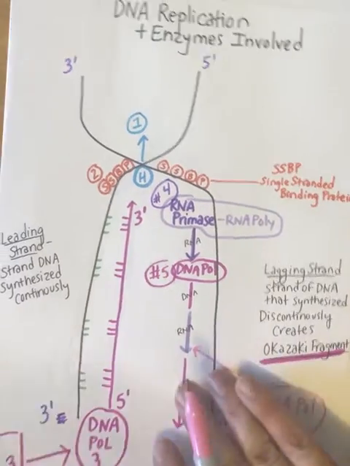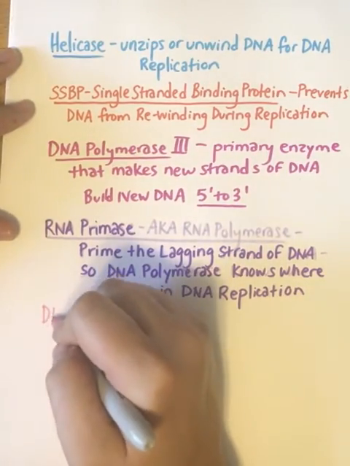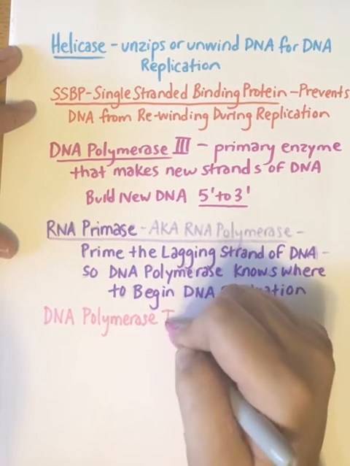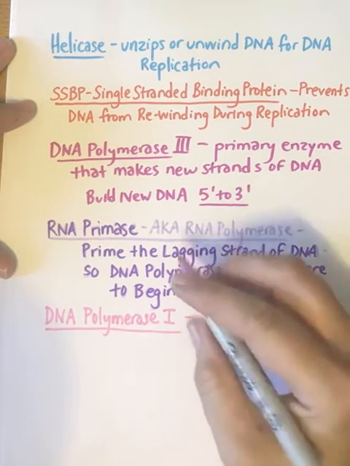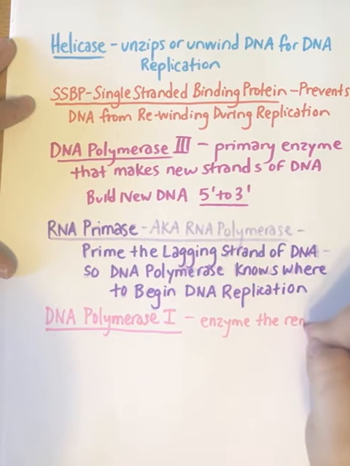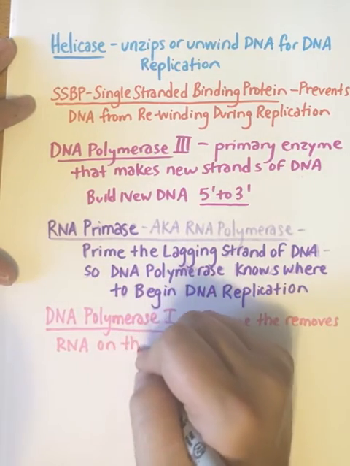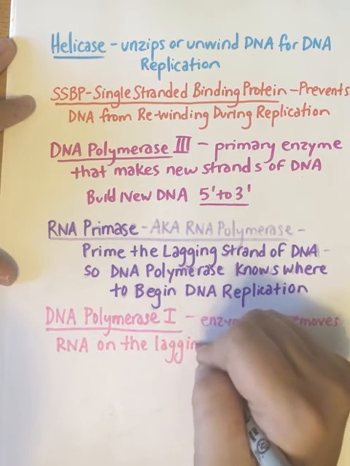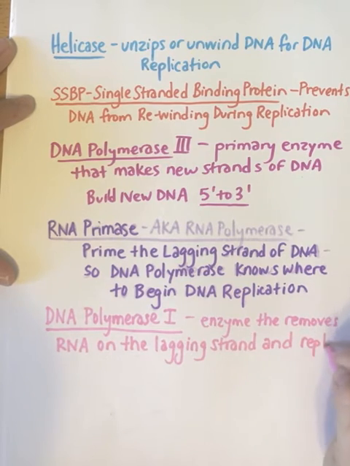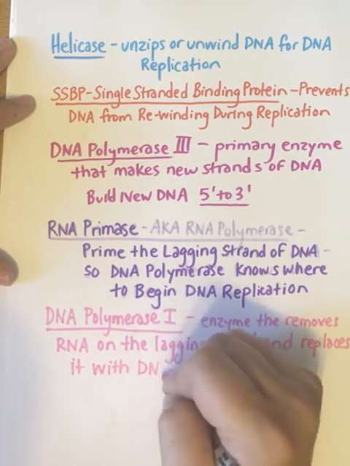So we can write this on our list. DNA Polymerase, it's an enzyme, 1. Enzyme that removes RNA on the lagging strand and replaces it with DNA.